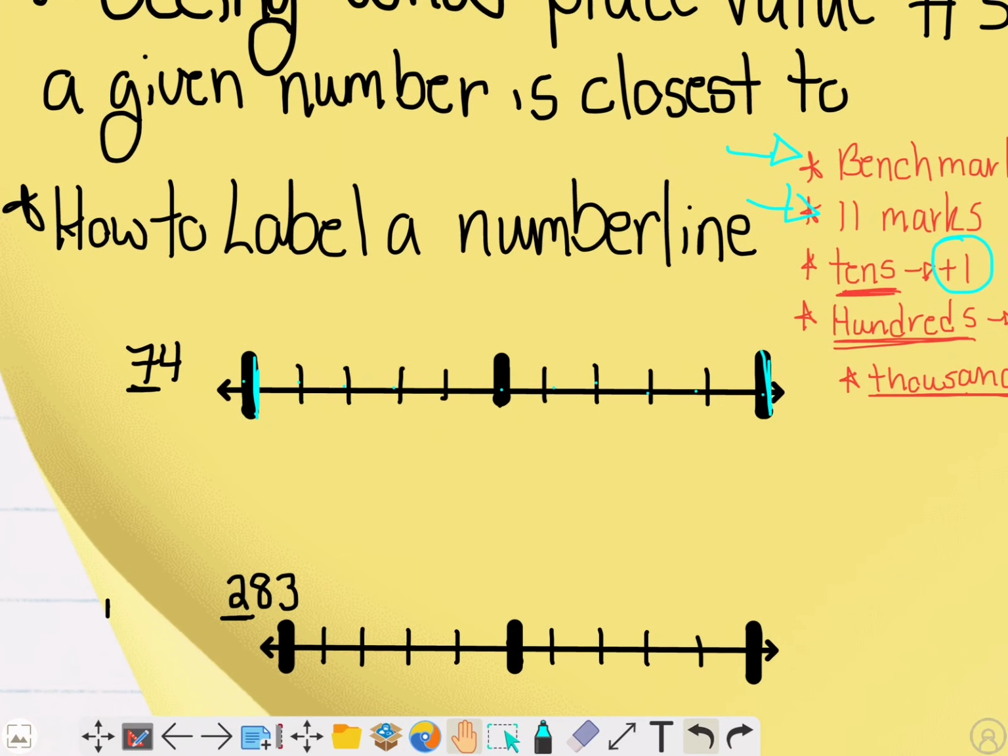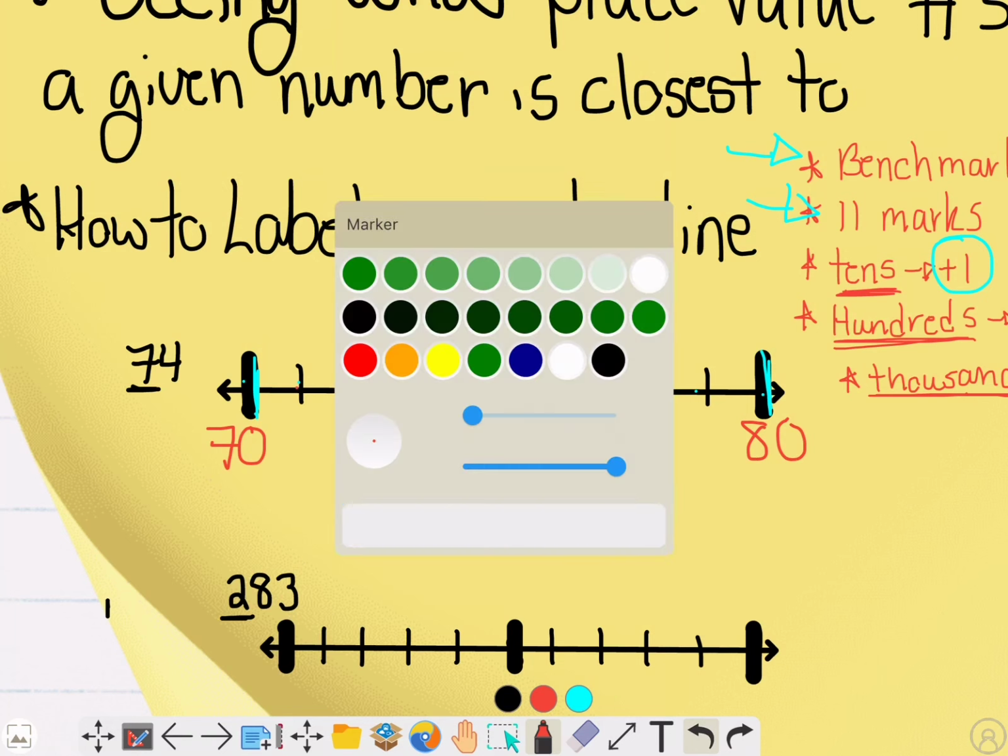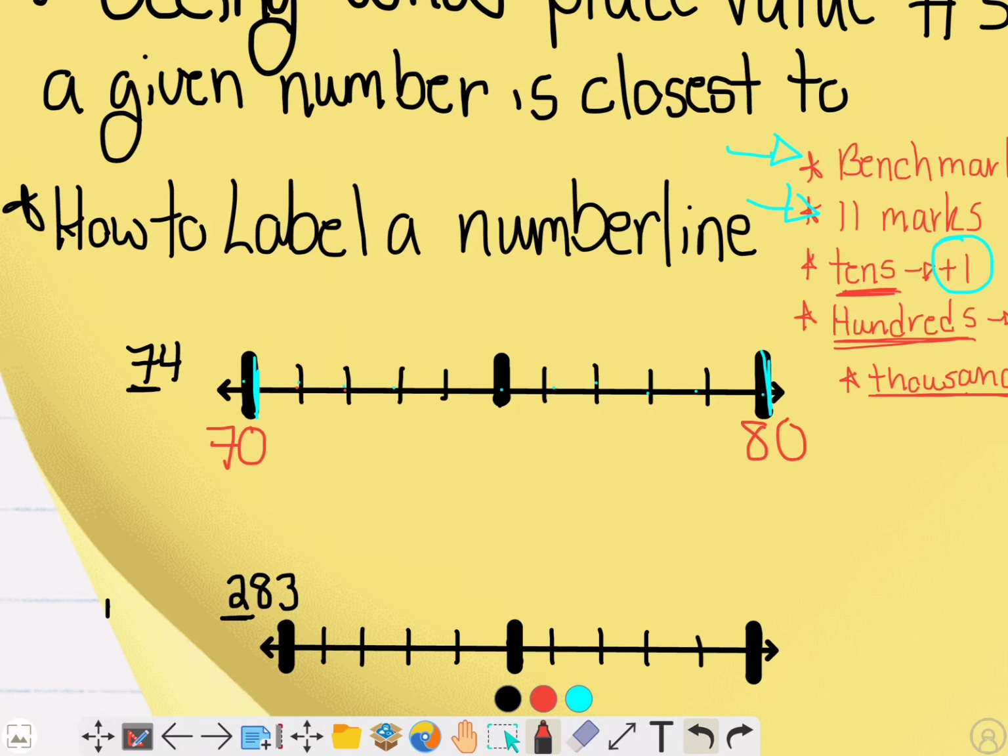So let's take this problem, 74. You're trying to figure out what 10 it's in between. If I was to skip count by 10: 10, 20, 30, 40, 50, 60, 70, 80. 74 is between the numbers 70 and 80. Because it's rounding to the tens place, I would skip count by 1 to figure out, okay, 71, 72, 73, 74 would land right here.